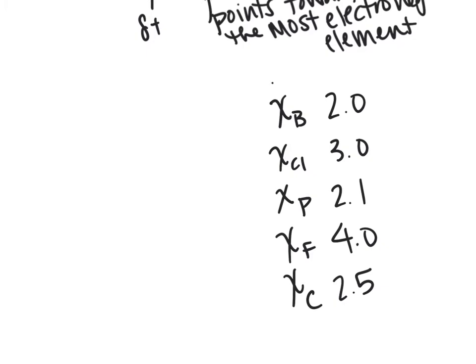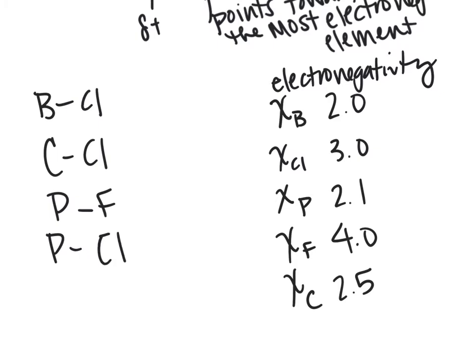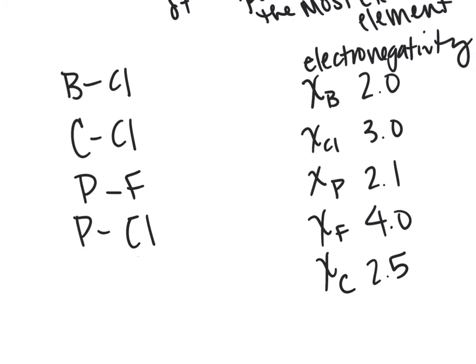So given the electronegativity scale, if we want to consider which of the bonds, a boron chlorine, a carbon chlorine, a phosphorus fluorine, or a phosphorus chlorine, which of these bonds are the most polar? So in this case, we want to be able to think about what that would be. So we would calculate that by subtracting the electronegativity values.